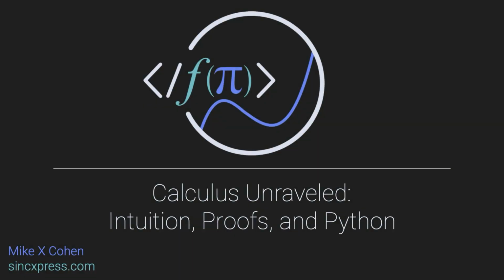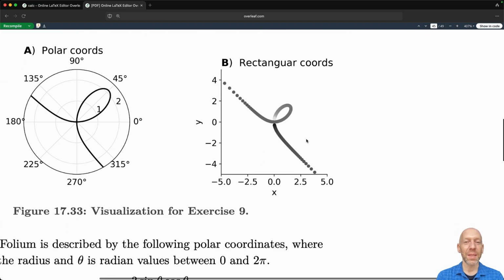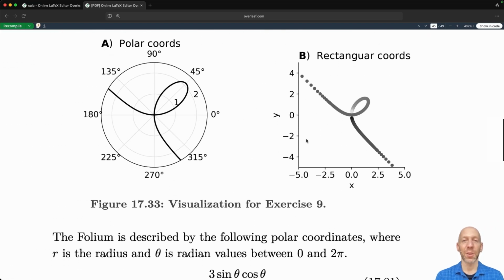In exercise 9, we are going to code and visualize an interesting curve called the folium of Descartes. We're also going to explore this curve in the next exercise. I will talk about that more in the video for exercise 10. But for now, for exercise 9, the goal is simply to translate a mathematical formula that I'll show you in a moment into Python code so you can visualize the folium of Descartes. And we are going to implement this twice, once using polar coordinates and once using rectangular coordinates.